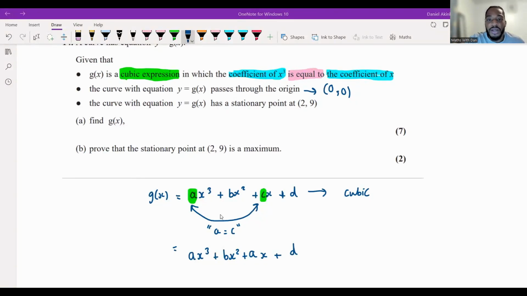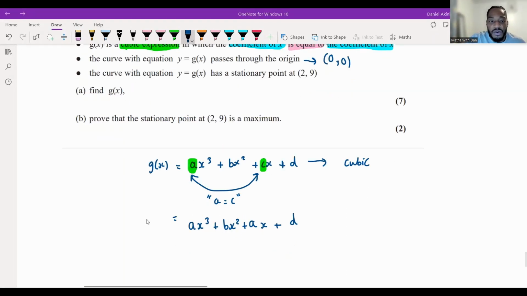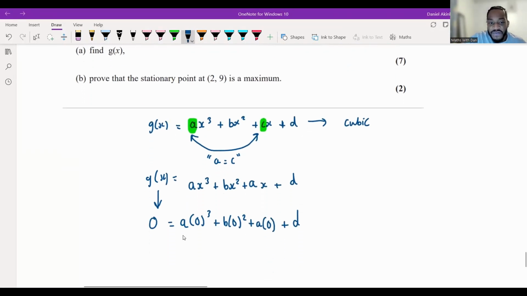So there's 2 ways to do it. You can either say, well, fine, I know that it passes through the point (0, 0). So I've got this as g of x here, and this is going to be my y coordinate 0. Then every single x is going to be 0, like this and like that. And all of these terms are just going to be 0. So that just leaves me with 0 is equal to d. And that just means that d is equal to 0.